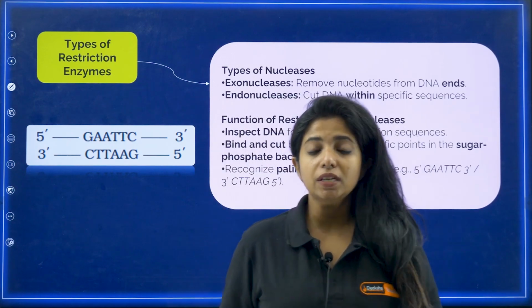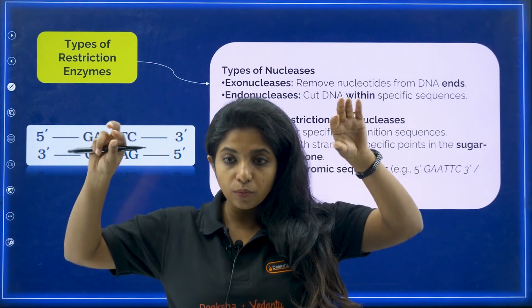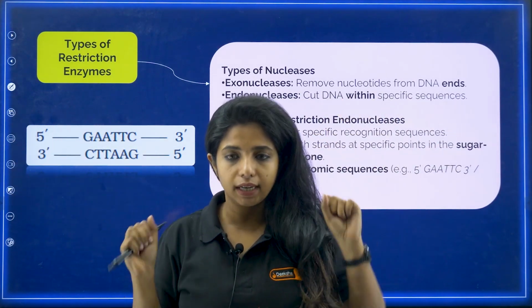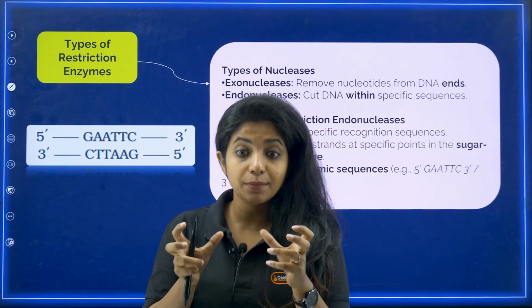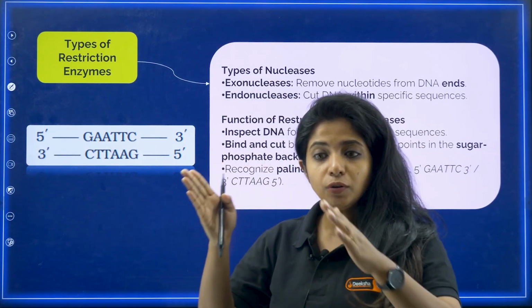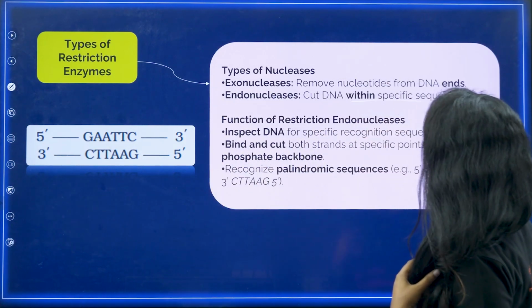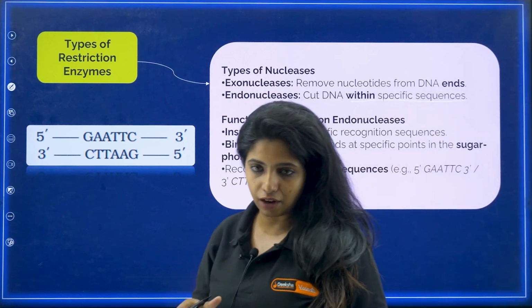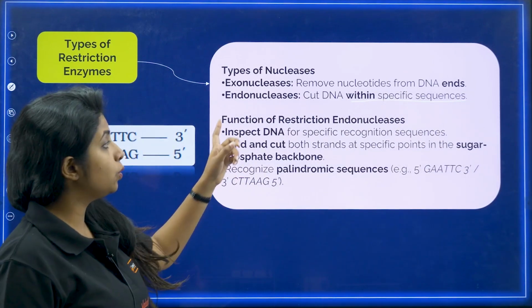Restriction exonucleases cut the DNA at the ends. They remove the nucleotides from the ends of the DNA. Now, endonucleases, as the name suggests, endo, they are going to enter and make cuts within specific sequences within the DNA itself. And what is the function of restriction endonucleases?